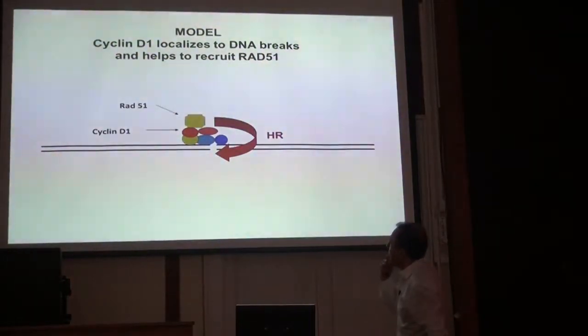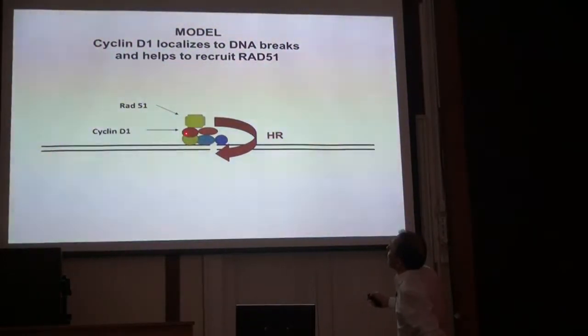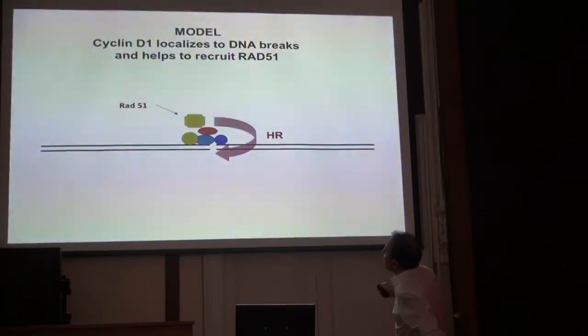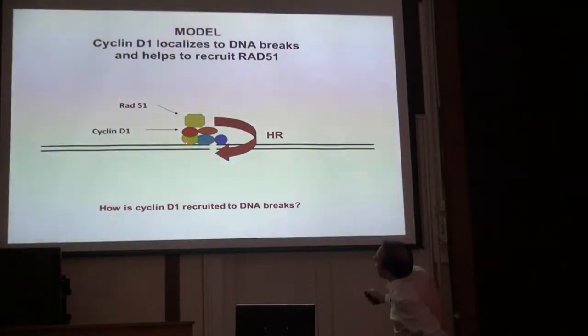This is the model shown here. Cyclin D1 is recruited to broken DNA, and it helps to recruit RAD51, and RAD51 in turn drives homologous recombination. If we knock down cyclin D1, then there is less RAD51 being recruited to DNA, and there is less homologous recombination. Of course, the question is, who is bringing cyclin D1 to DNA?